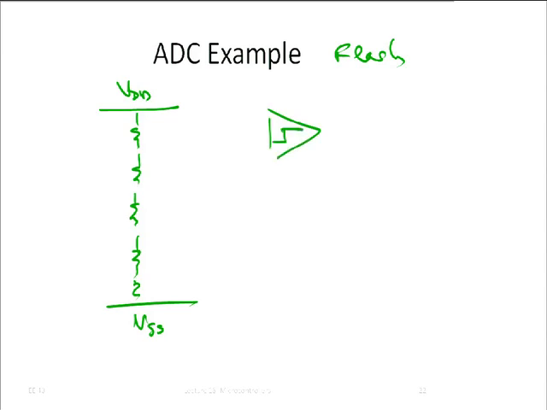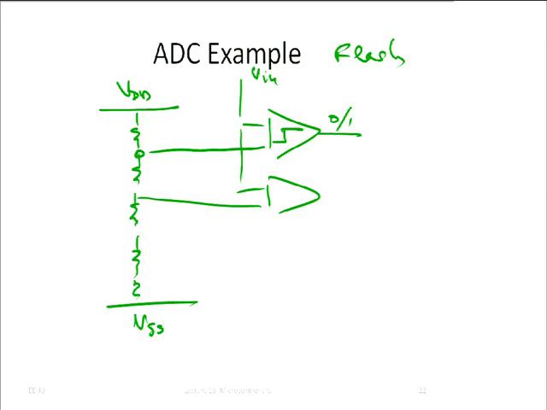The comparators, there are many of these, compare the different analog voltages that we generated with our resistor string to the analog input, Vin. There are as many comparators as there are resistors, and each of them can be 0 or 1.